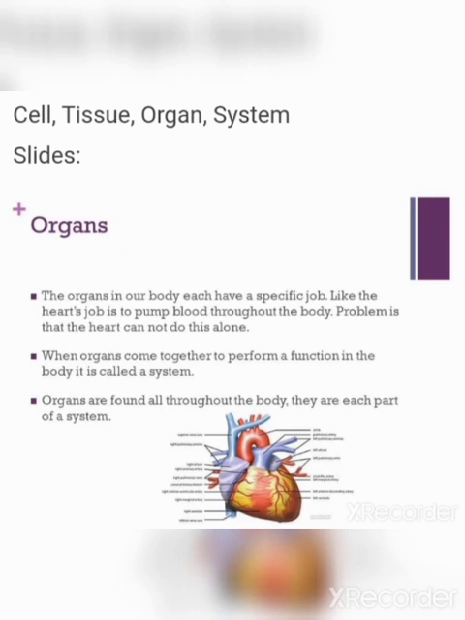Organs are found all throughout the body. They are each part of a system. Like we are discussing the heart. So the heart requires a proper system that is known as the circulatory system.